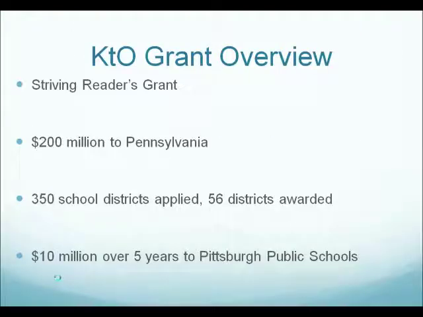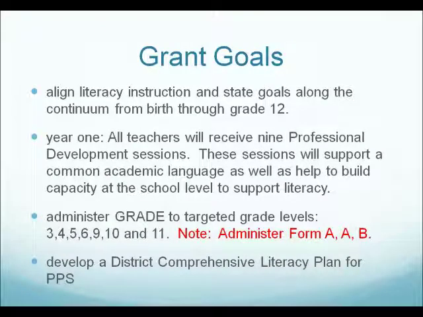To give you a little background about the grant, the KtO grant started as a federal grant entitled the Striving Readers Grant. Monies were made available to states, and $200 million went to Pennsylvania. In our district, 350 school districts applied to have some of those grant monies funneled to them, and 56 districts were awarded grant money. Our district got the most, $10 million in grant monies to spend over 5 years, focused on supporting our struggling readers and making strides in our literacy instruction. As with all grants, there are some goals that must be met, and they must be met sufficiently every year in order for the grant to continue.